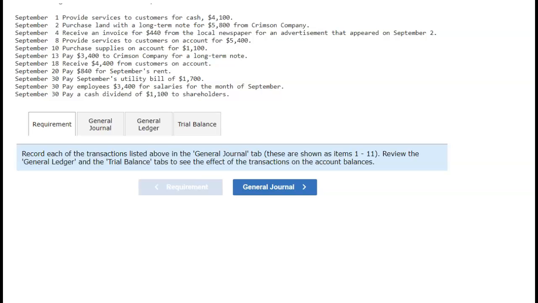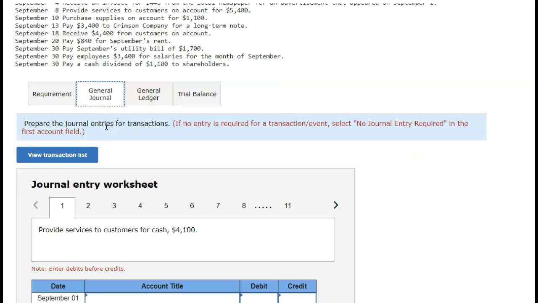Okay, let's work this problem. It says to record each of the transactions listed above in the General Ledger tab, review the General Ledger and the trial balance to see the effects of the transactions on the account balances. All right, so let's go to the General Ledger.